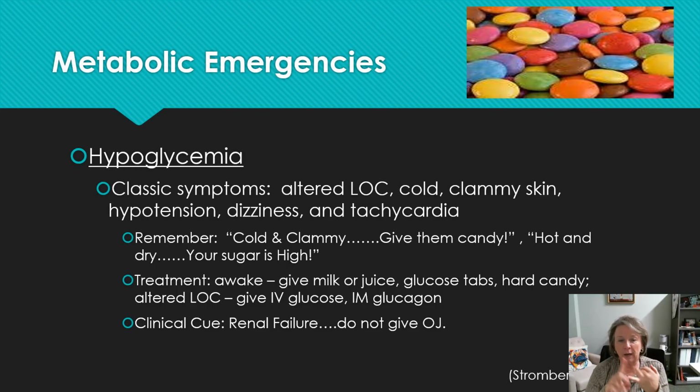We can also give IV glucose or IM glucagon. Those are things that we can give to treat sugars if they cannot swallow. So there you go. Clinical cue, renal failure, do not give OJ. You will see that. What do you want to do? You want to give them something else that is easier on their kidneys, and apple juice is a good thing to give. We need to get their sugars up though.